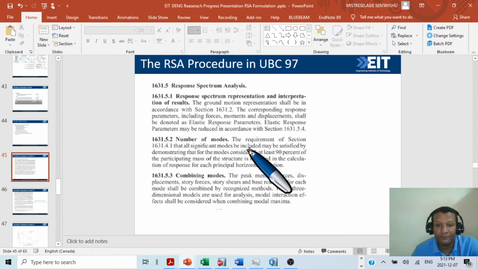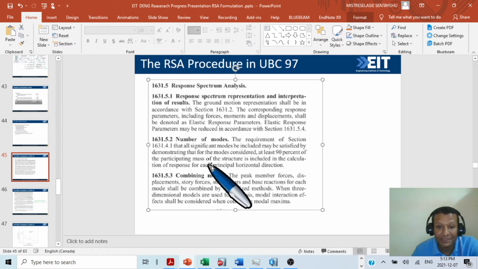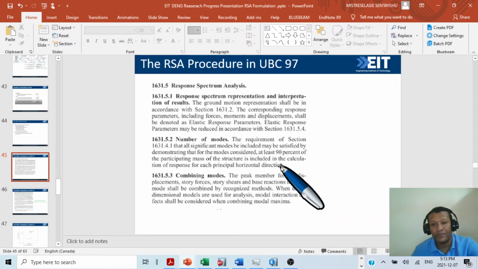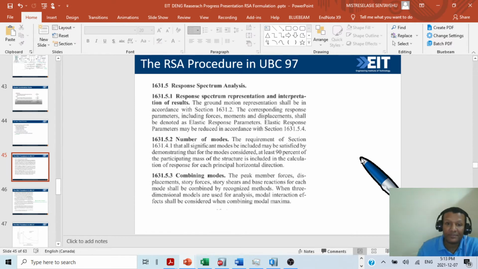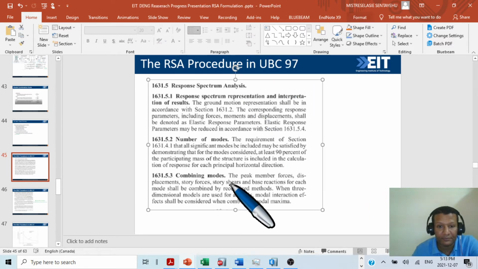Number of modes: the requirement of this section, that all significant modes be included, may be satisfied by demonstrating that for the modes considered, at least 90% of the participating mass of the structure is included in the calculation of the response of each principal horizontal direction. So a minimum of 90% is required in the UBC 97.